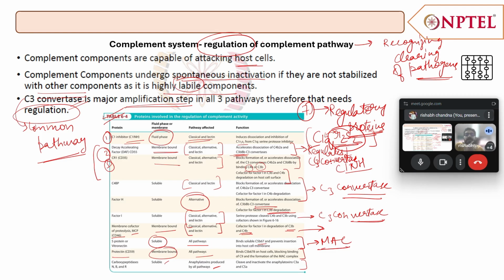So we have only one inhibitor of C1, six inhibitors of the C3 convertase, two inhibitors of the formation of the membrane attack complex, and one inhibitor for the anaphylatoxins, that is C3a and C5a. Okay, so this is how the complement system is regulated inside the human body.